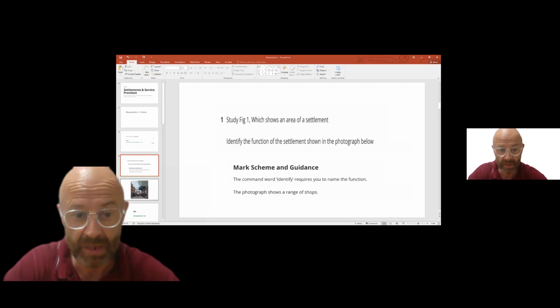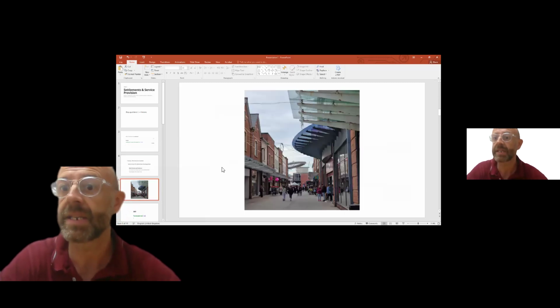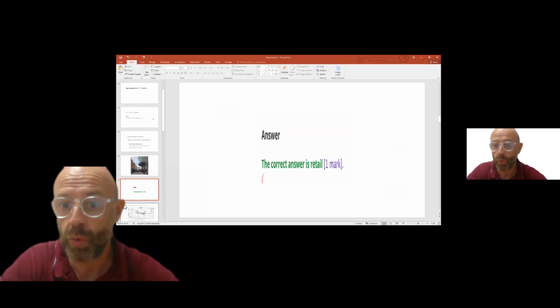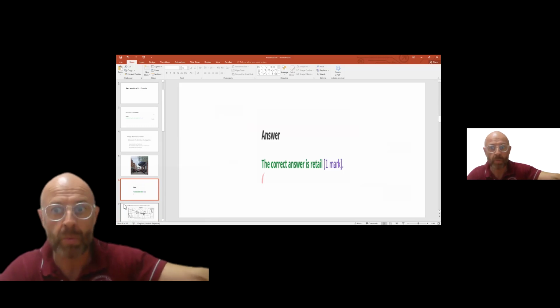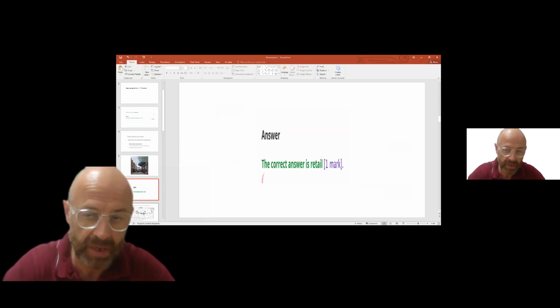Let's go back. Settlement. What is the function? Don't overthink this. It's simple. It's shops. Shops can be better known as retail. It's an area of retail. It could be an area of housing, it could be an area of industry, but that's an area of retail.